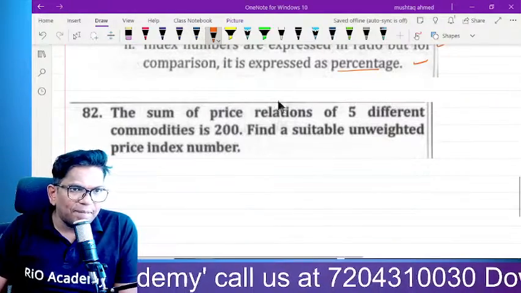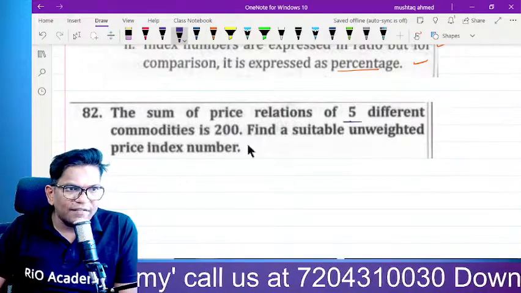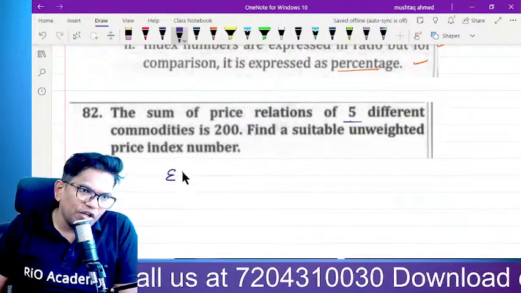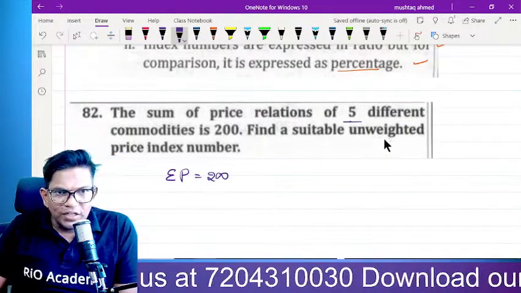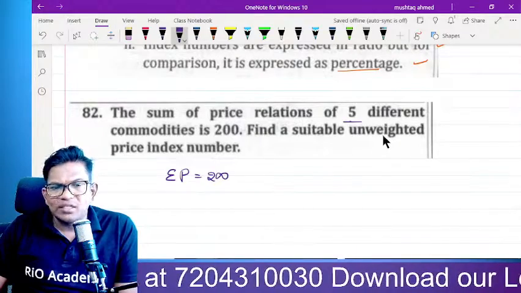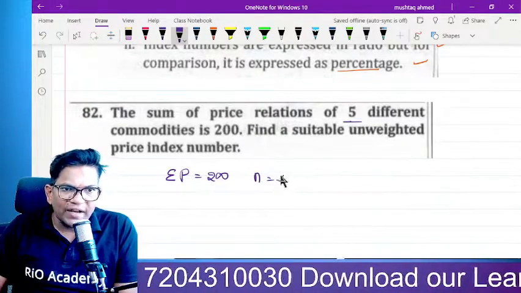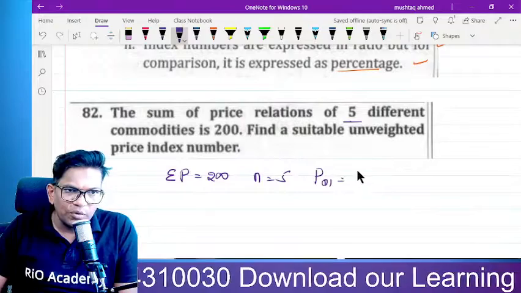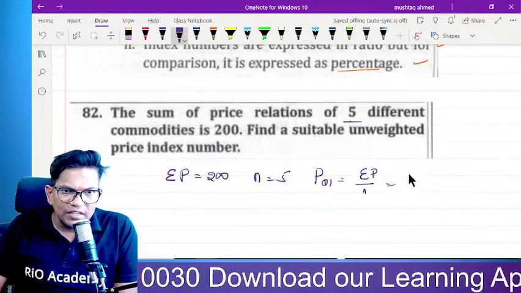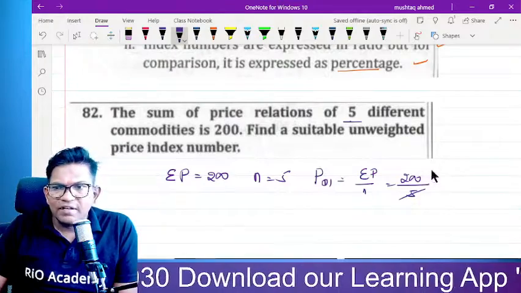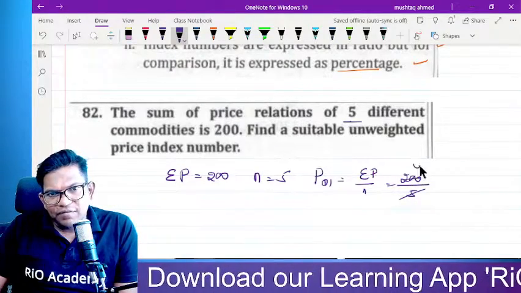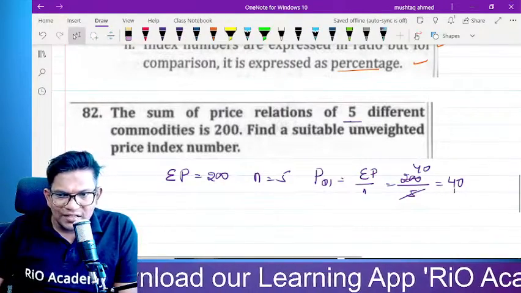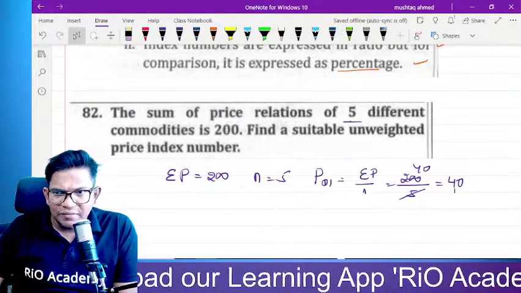The sum of price relatives of 5 different commodities is given as summation of P equal to 200. Find the suitable unweighted price index number. Here n is equal to 5. So unweighted price index number P01 is equal to summation of P divided by n, that is 200 divided by 5, which is 40. 40 is the right answer, bachcho. You got it?